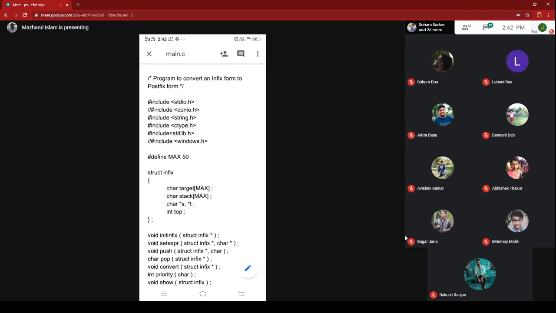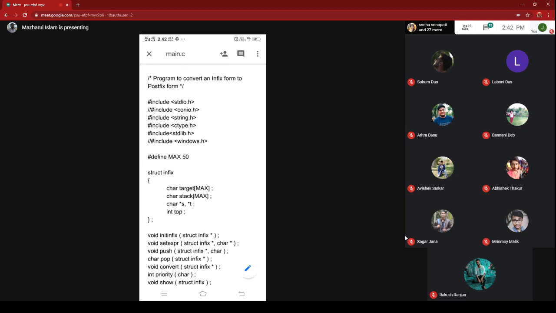Now char stack[MAX] is the operator stack that I told you about. Char *s and char *t are two pointer variables of type character. The s will be used to navigate the stack, and the t will be used to navigate the target. And int top will tell you the position at the top of the stack.